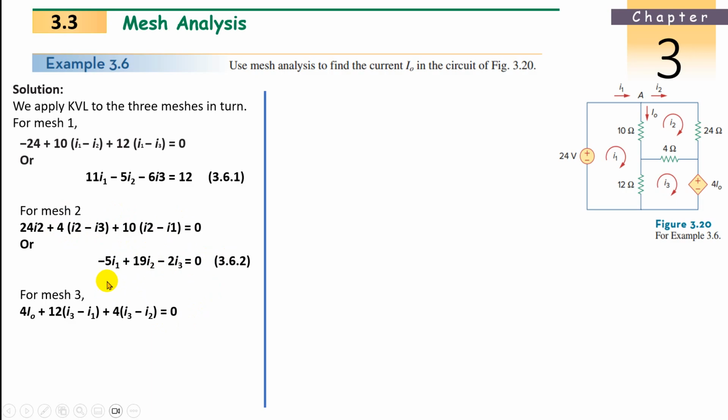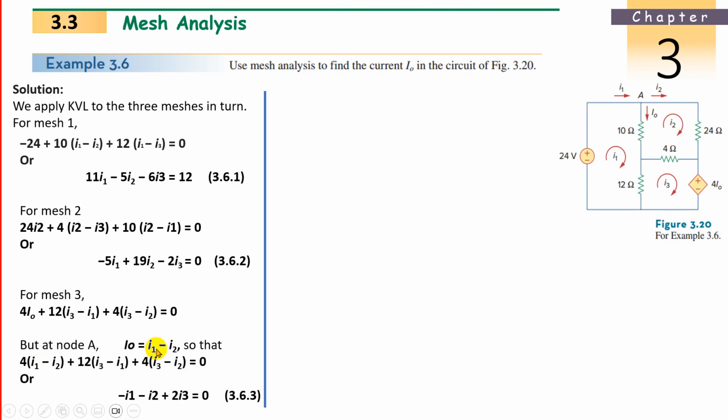Now for mesh 3, I am starting with 4 I0, so it is entering the current. So plus 4 I0 plus 12 (I3 minus I1) plus 4 (I3 minus I2) equal to 0. Now substitute what is I0. I0 is nothing but I1 minus I2. So substitute 4 (I1 minus I2). Now open this equation and rearrange: minus I1 minus I2 plus 2 I3 equal to 0. So those three are the equations.